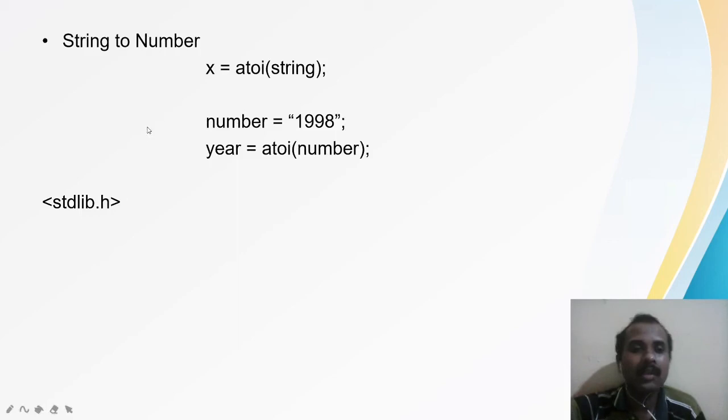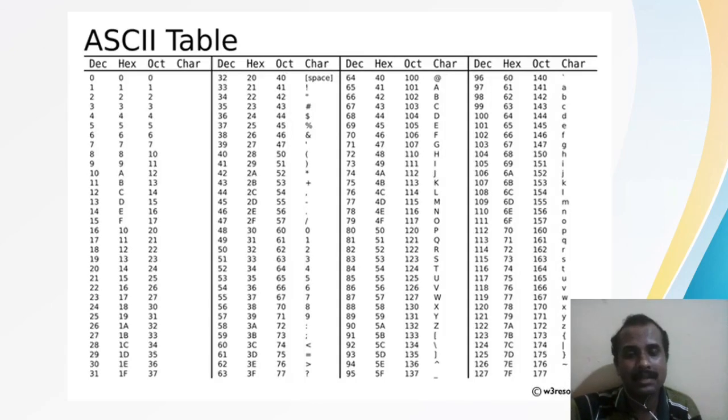String to number. Whenever you want to convert a string to an integer number, you can use the ASCII to integer function, atoi, that is ASCII to integer. Let me say that by mistake I have made 1998 a string constant. What I can do is use the atoi function, and it will convert that into a number. That is present in stdlib, and this is the ASCII table.